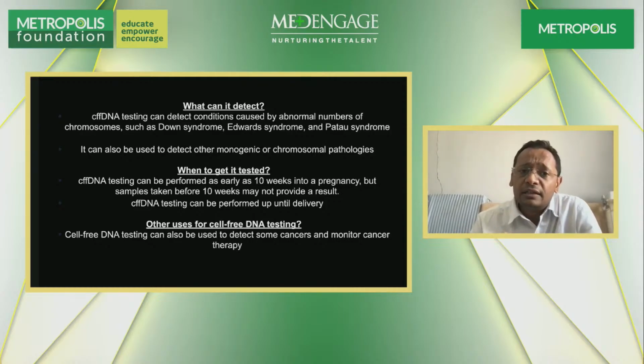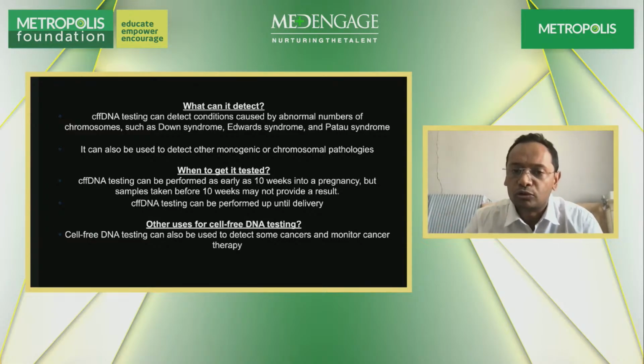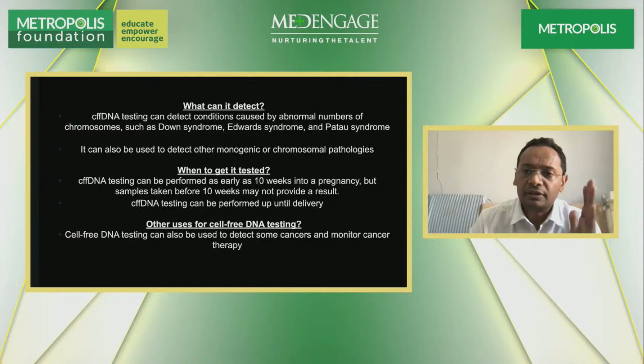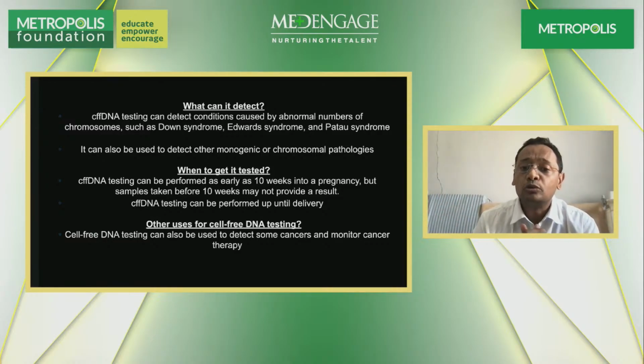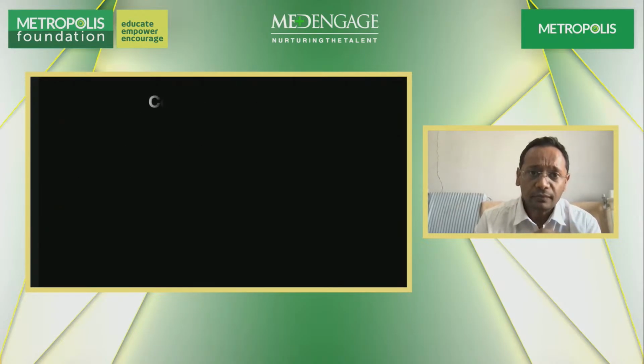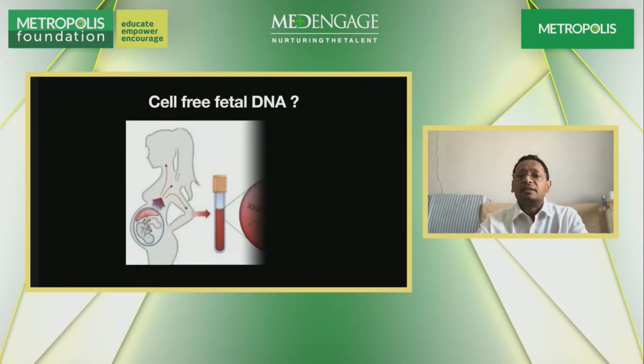Cell-free DNA testing detects conditions caused by abnormal numbers of chromosomes, such as Down, Edwards, and Patau syndromes. It can also be used to detect monogenic and chromosomal pathologies. And like I said, it can be done after the 10th week up to delivery. It can also be used to detect some cancers and to monitor cancer therapy. Very important point.